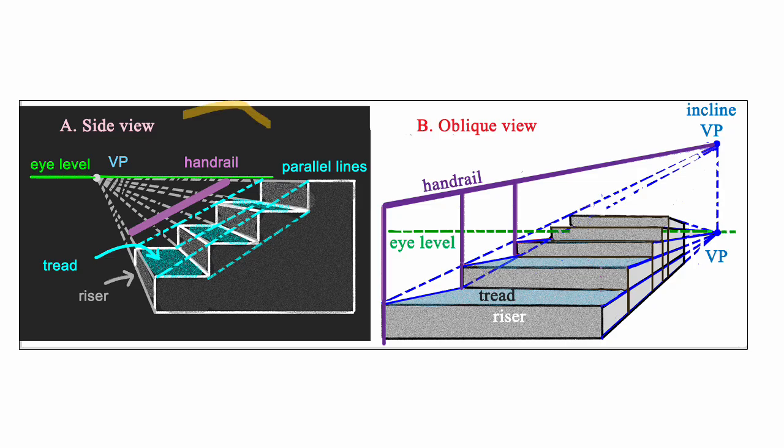On the side view, the stairs have true horizontal and vertical lines, and the treads and the risers all converge toward a vanishing point on eye level. However, the handrail and these inclines are all parallel, so they don't have any vanishing point. In contrast, for the oblique view, the treads converge toward a vanishing point on eye level since they're parallel to the ground, and the incline converges toward a vanishing point directly above this level vanishing point.